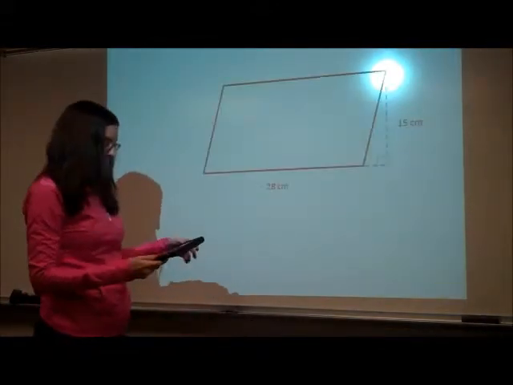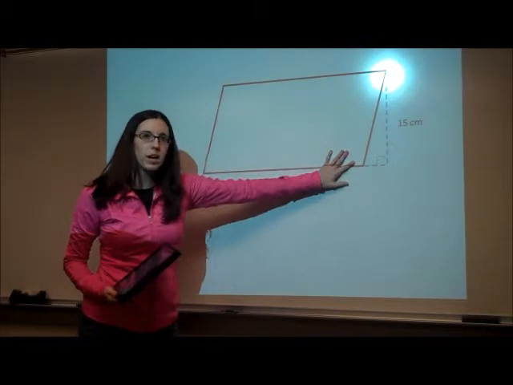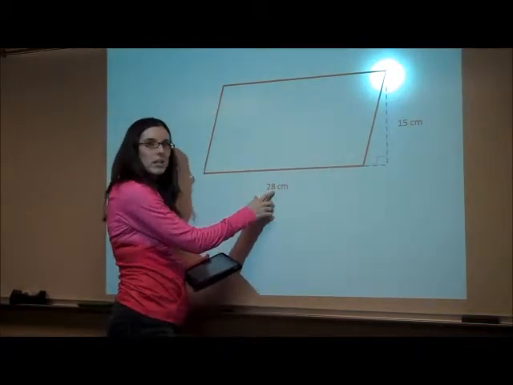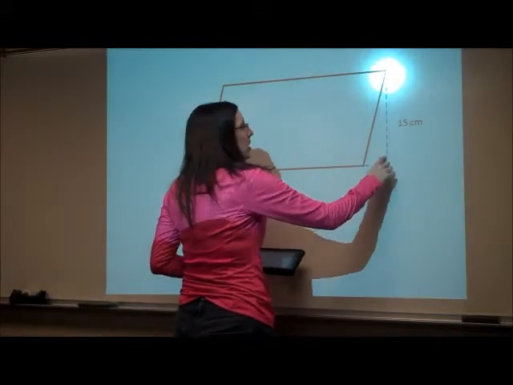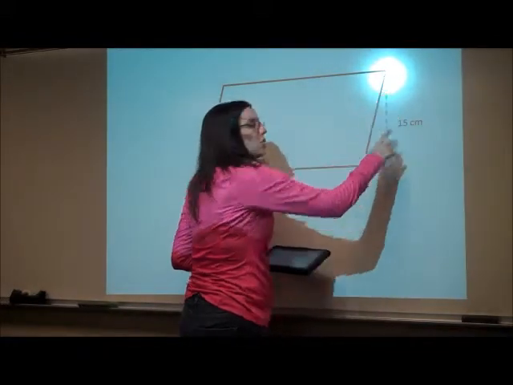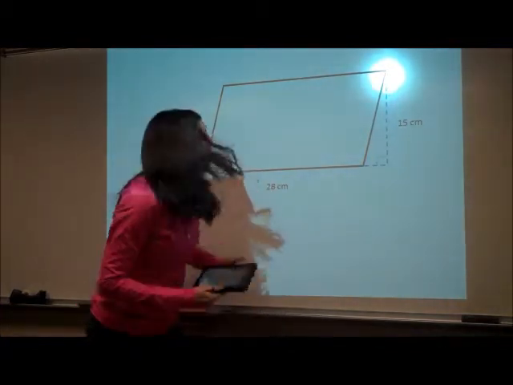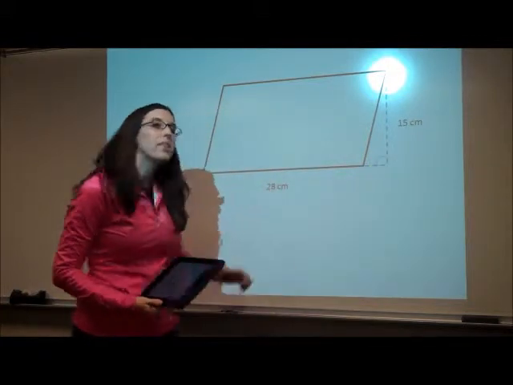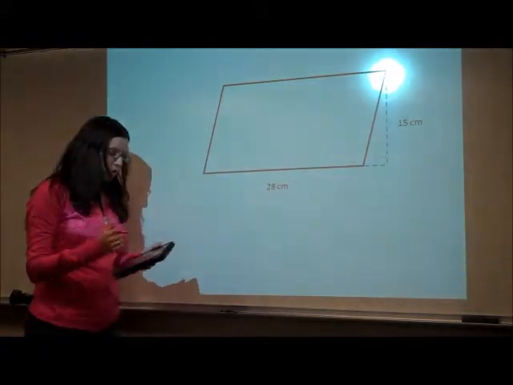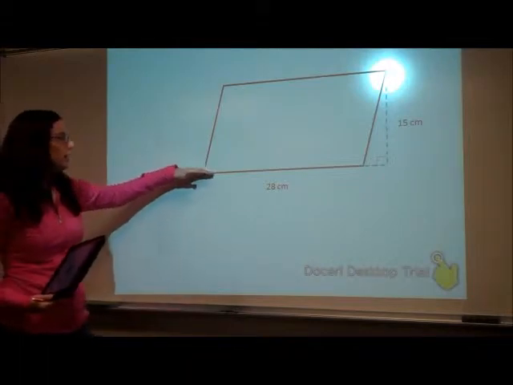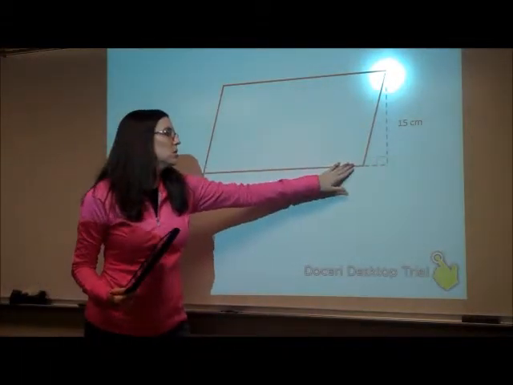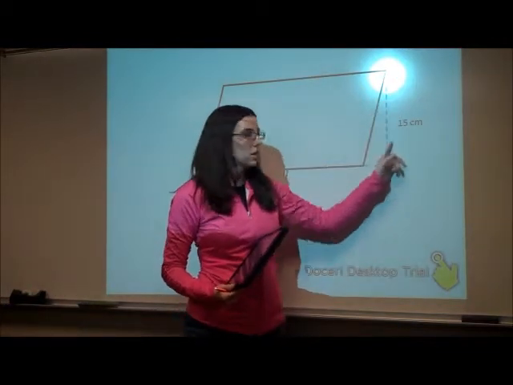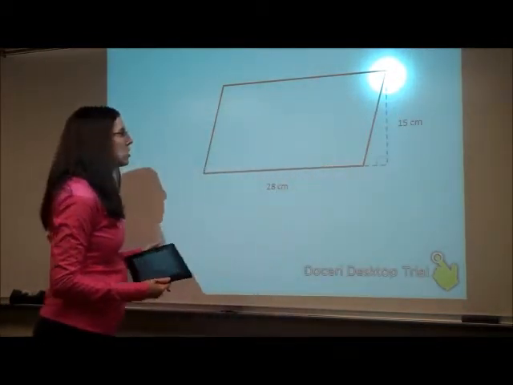Looking at a problem, I'm given a parallelogram where this side is 28 centimeters long, and it tells me that this dotted line is 15 centimeters. This is my height. I know that because it has this little right angle here. That's what you want to look for. So to find my area, I need to take the base, so just this black line, times the height of my parallelogram, which in this case is 15 centimeters.